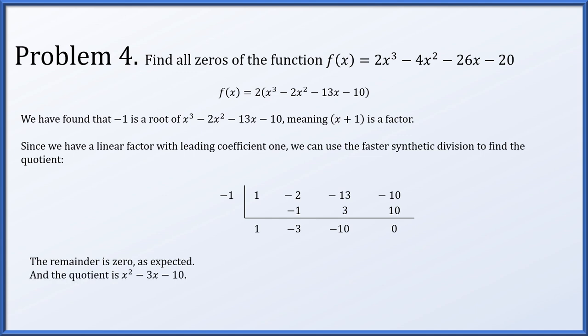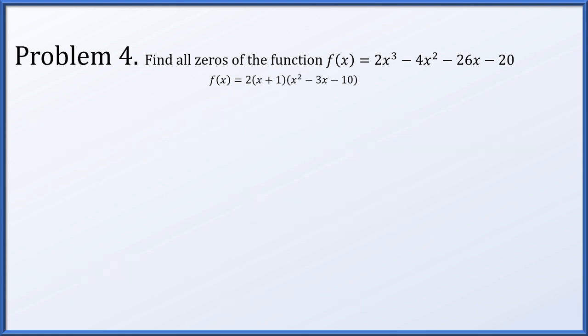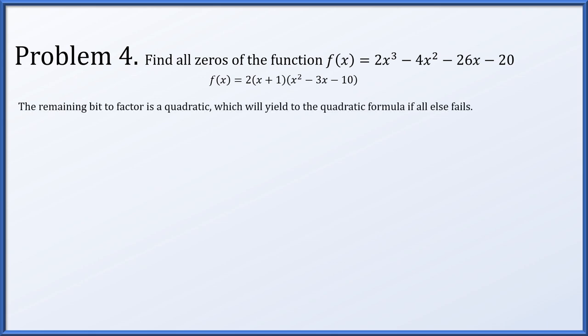The quotient is simply these numbers we produced, 1, negative 3, negative 10. Those are the coefficients of the quotient in order of their power of x. So the quotient is 1x squared minus 3x minus 10. So once we factor out x plus 1, what's left behind is x squared minus 3x minus 10. Our progress so far is to represent f of x as x plus 1 times a quadratic x squared minus 3x minus 10.